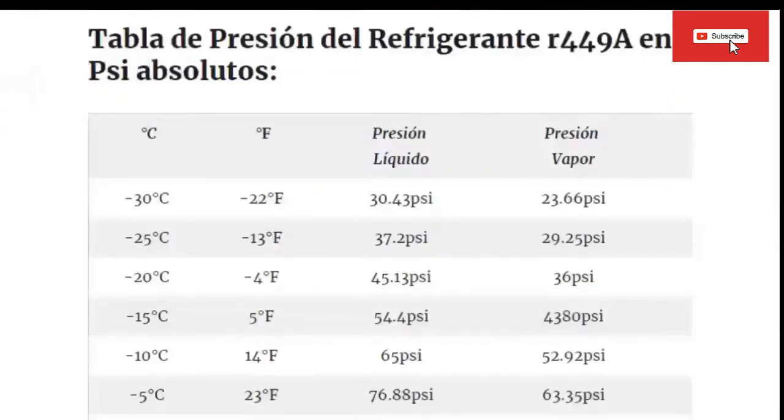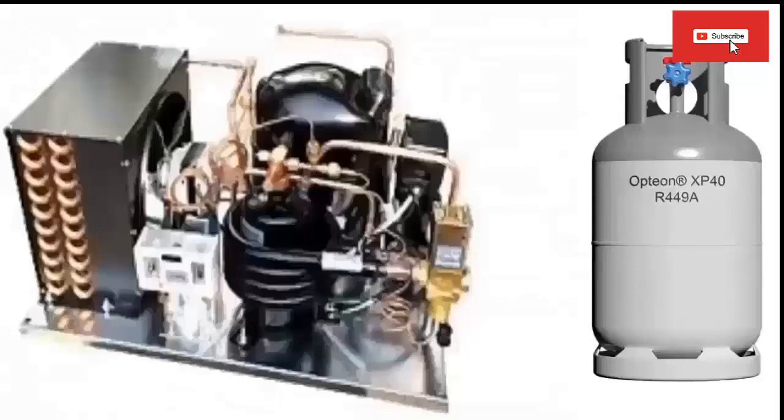R449A is a very practical gas when it is necessary to replace old equipment that works at medium temperatures, since it does not require system component changes and the equipment can remain practically as it was working.